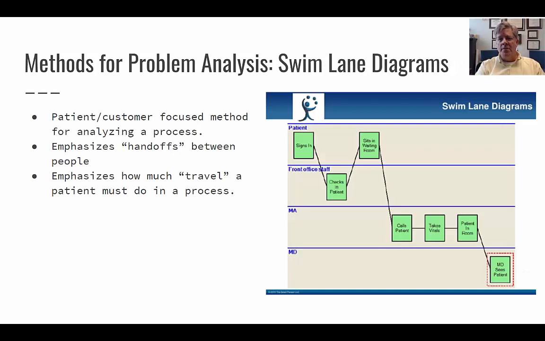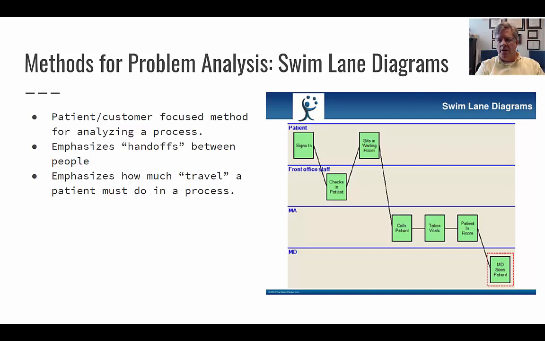The next method is called swim lane diagram. So this is a very patient or customer focused method for analyzing a process. It emphasizes both handoffs between people, which is something we do in healthcare all the time, but also gives you a sense for how much patients travel back and forth in a given process. So if they're making unnecessary steps, you can see that pretty clearly in the swim lane diagram.